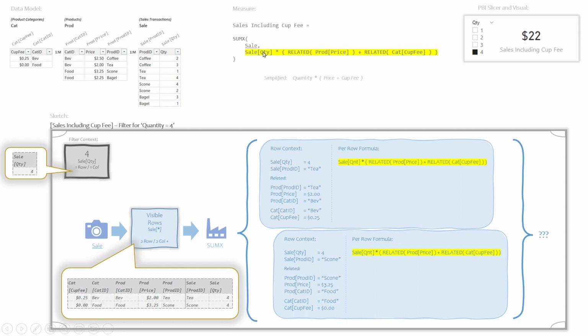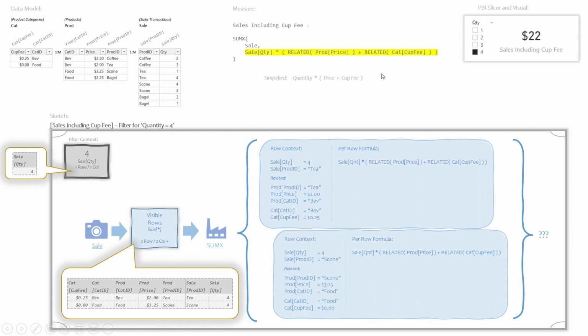Now, this per row formula is kind of complicated, especially if you're looking at it the first time. Look at all this stuff in here. So here's the simplified business logic version. For each and every row, we're going to take the regular price, add the cup fee, and multiply that whole number times the quantity. That's what all this stuff is up here. This whole thing here is the price. This whole thing here is the cup fee. We add those two together, we get the price plus the cup fee, and we multiply that by the quantity. That'll give us the sales for each row, including that cup fee.